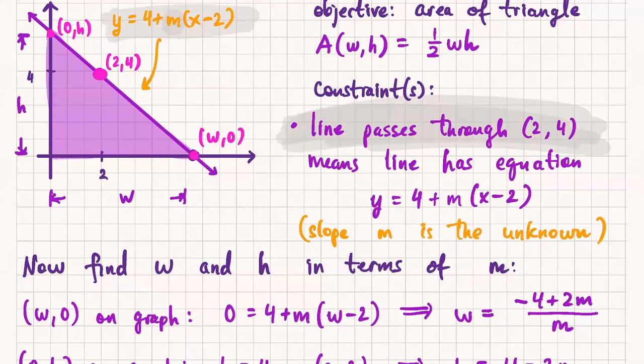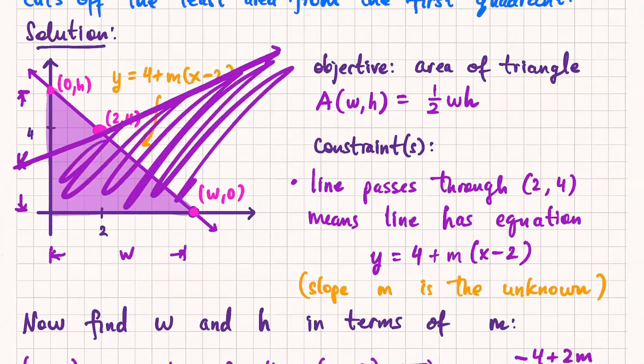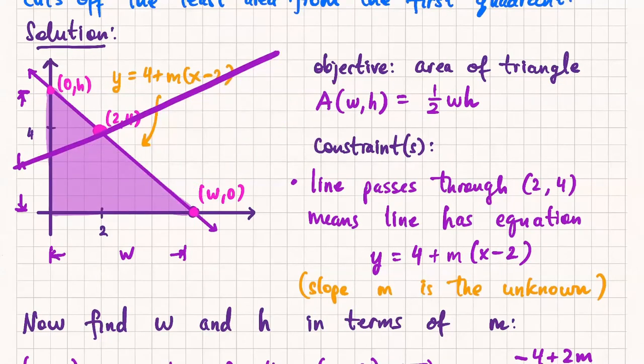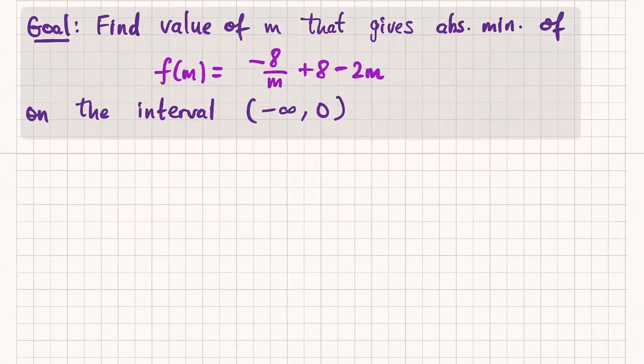Okay. Why negative infinity to 0? So we just discussed that we can't have a positive slope. A positive sloped line through the point (2, 4) would never create a triangle. So you can't have a positive slope. But any negative slope will create a triangle.